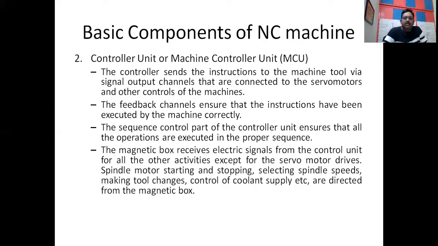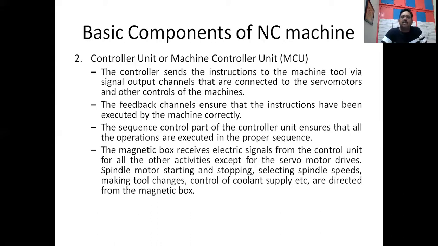And the magnetic box. The magnetic box receives electrical signals from the control unit for all other activities. For any activity, the magnetic box will receive the signals from the control unit, except for the servo motor drives. So except for servo motor drives, the spindle motor starting or stopping, selecting spindle speed, making tool changes, and controlling the coolant supply, all these can then be directed from the magnetic box itself.